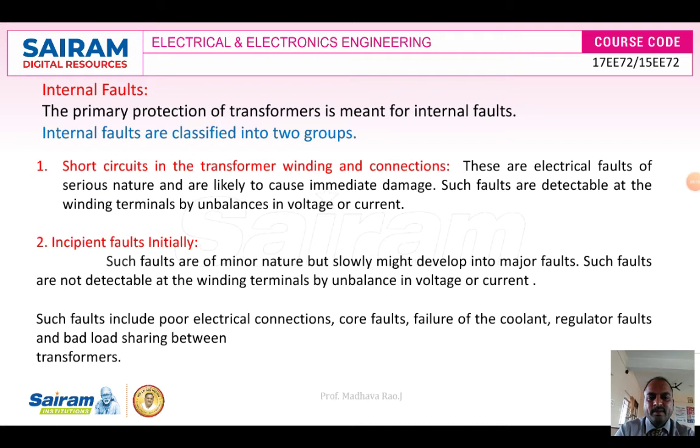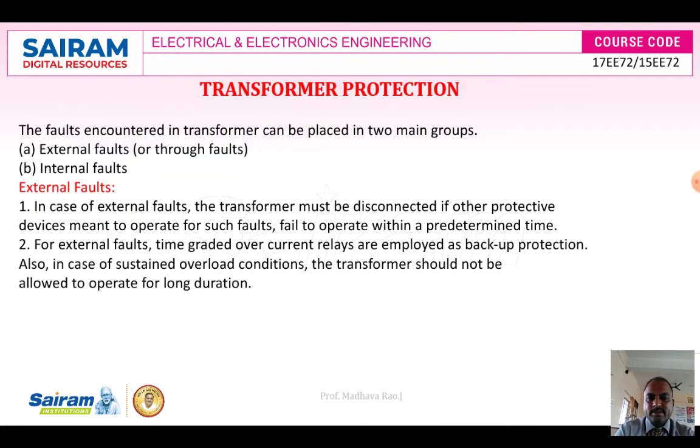In this video we have discussed transformer protection. We discussed external faults, which occur due to environmental conditions. We should have backup relays to protect the transformer from external faults, and backup relays are installed in the neighborhood, near the transformer location. If an external fault occurs, we cannot run the transformer for a longer time, otherwise the transformer will be damaged.